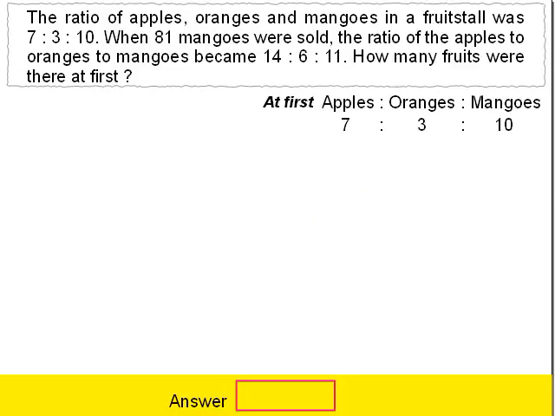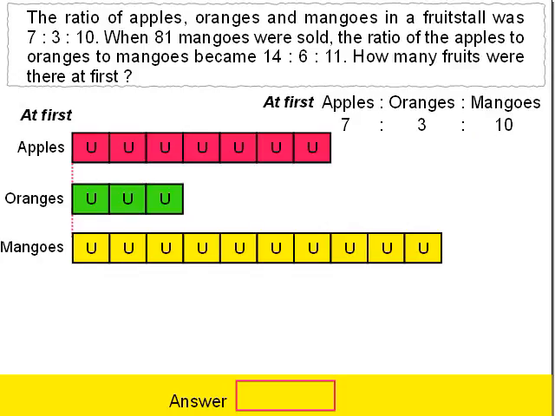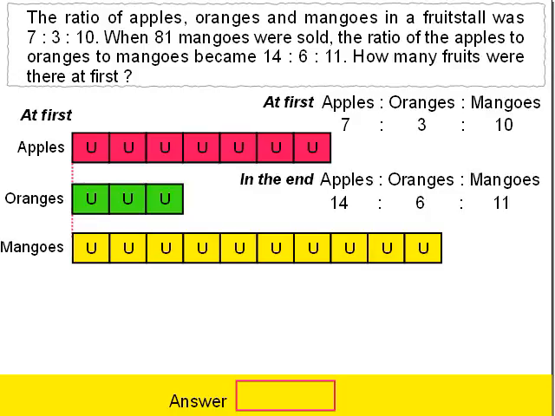So at first, the ratio of apples to oranges to mangoes was 7:3:10, as was given. So we draw 7 units for apples, 3 units for oranges, and 10 units for mangoes. In the end, the ratio became 14:6:11. That was when 81 mangoes were sold.